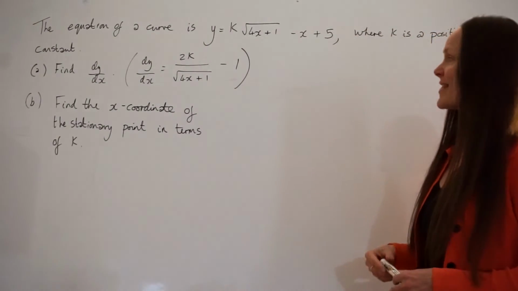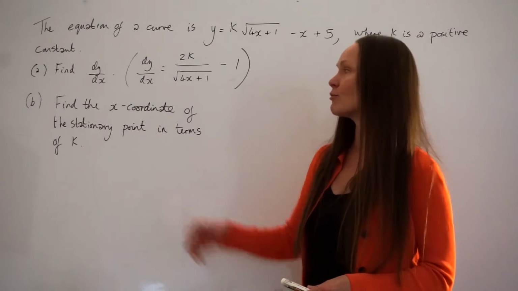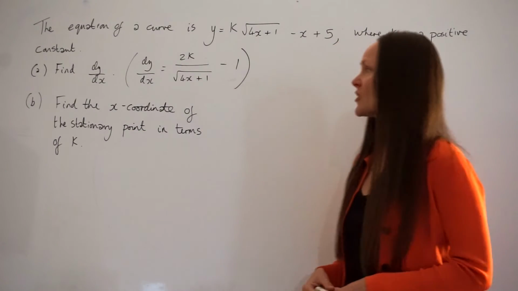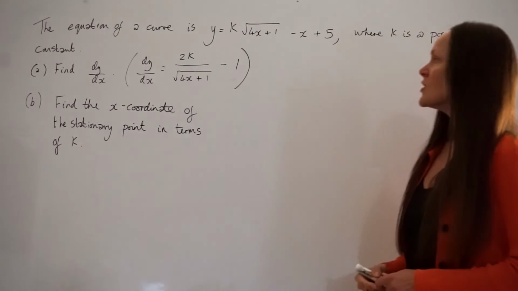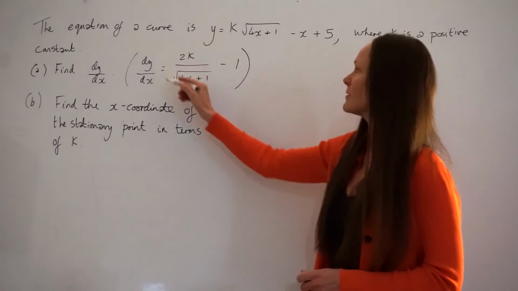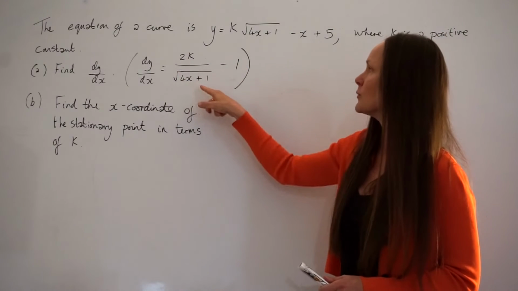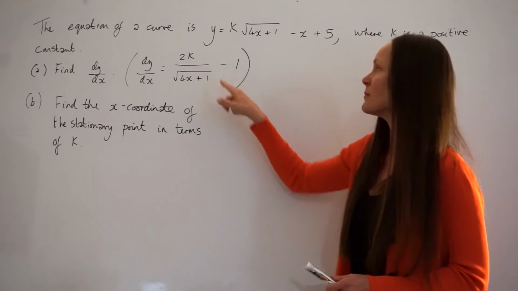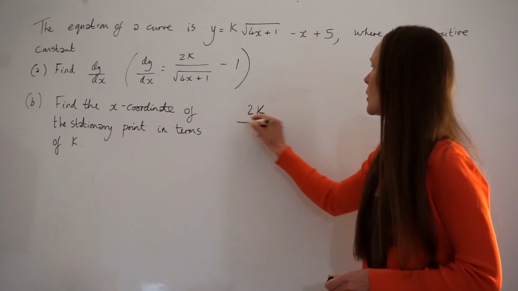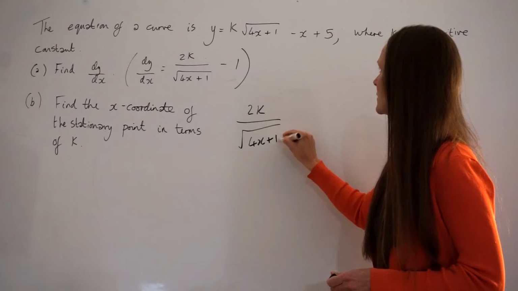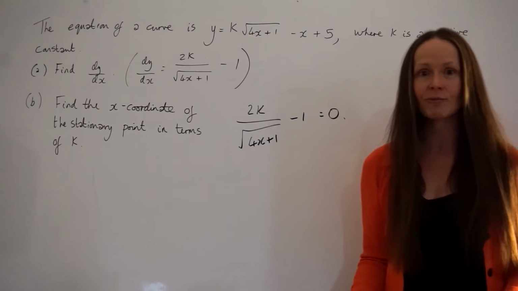In part B, we have to find the x-coordinate of the stationary point in terms of k. So remember, at a stationary point, the gradient is always equal to 0. And we just worked out dy by dx, which is an expression for the gradient of a curve. So we're going to take dy by dx that we just worked out, and it's preferable to take the form that I wrote down at the end of part A, so in its fraction form without the power, using the root symbol. It's just easier to work with in the calculation. So 2k over root 4x plus 1 minus 1 is equal to 0. So the gradient is equal to 0 at the stationary point.